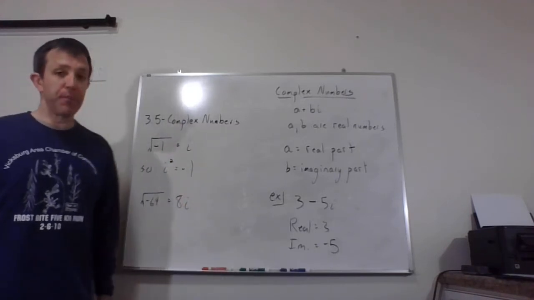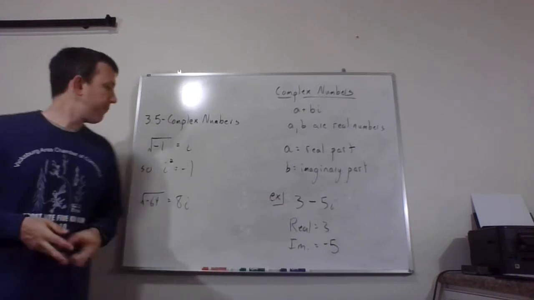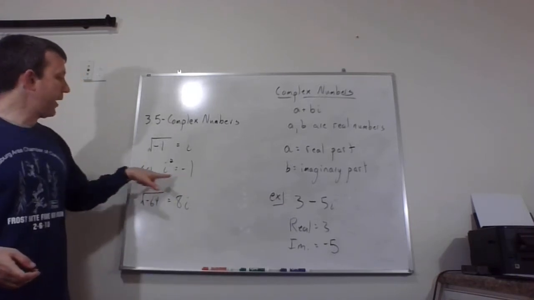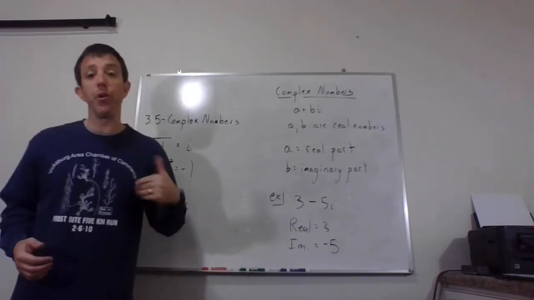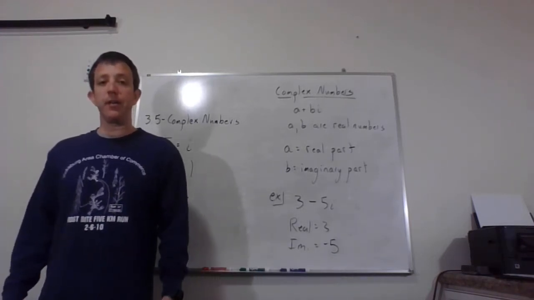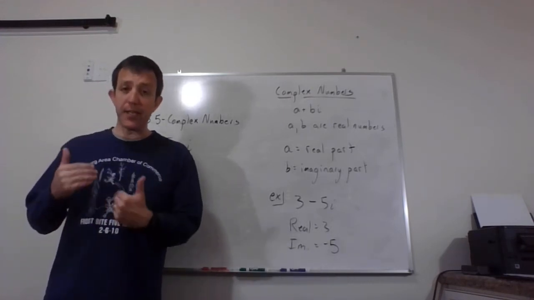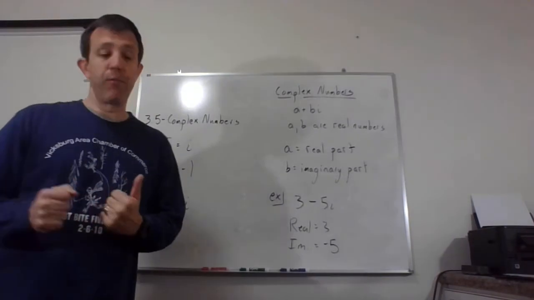So i is a number. It's called the imaginary number, and it's definitely a little weird. The other thing we get out of this is that i squared will always equal -1. And that's going to be really important a little bit later, especially when we start multiplying these together. Anytime you have i squared, you're going to get -1.